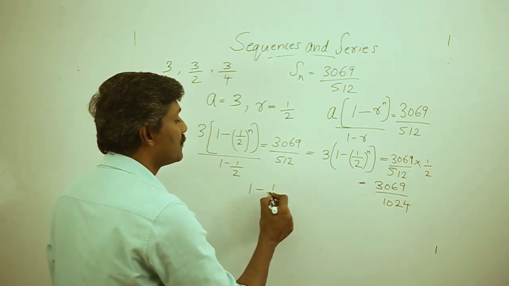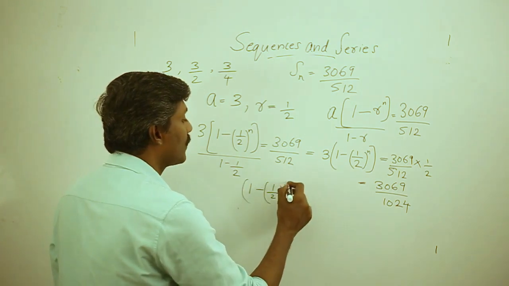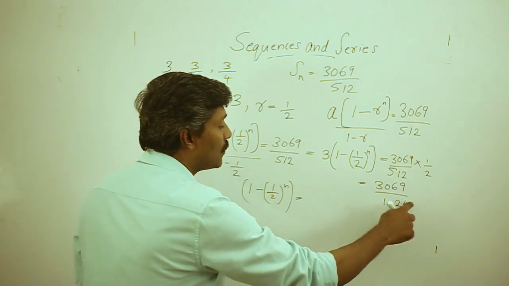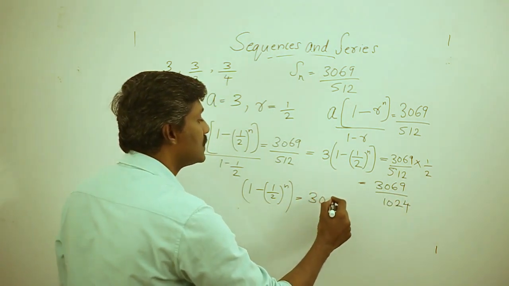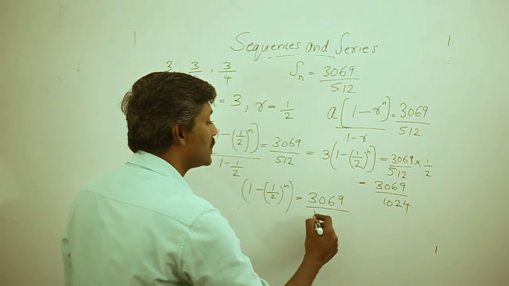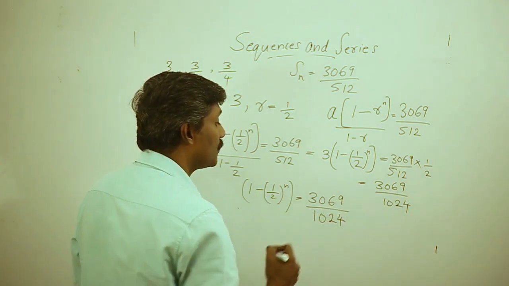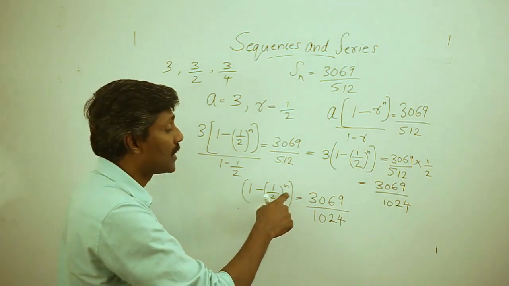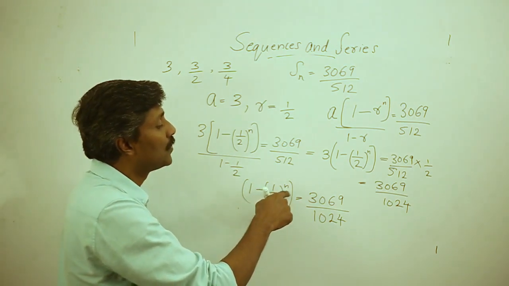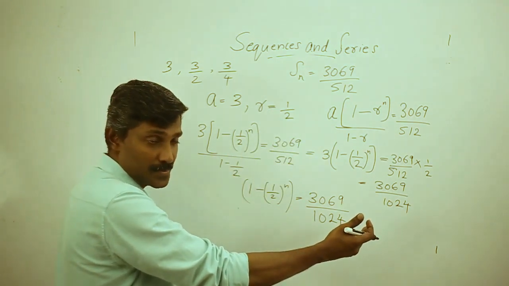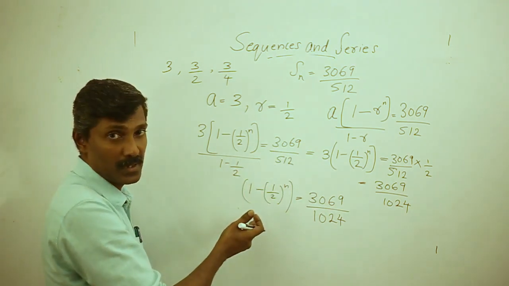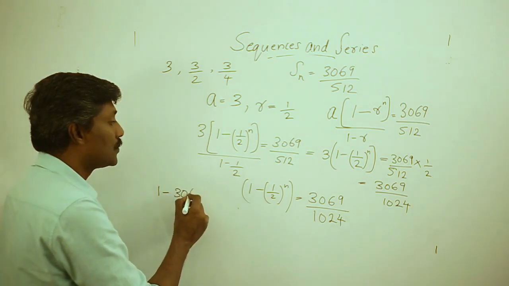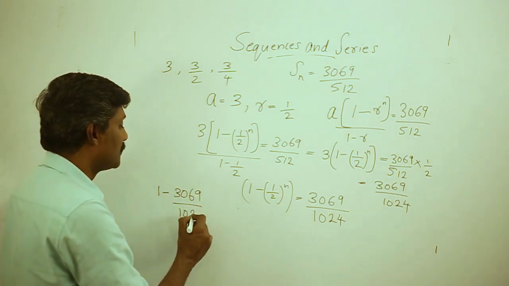Now what is 1 minus 1 by 2, the whole raised to n? This part. This 3 will come down. So this becomes 3069 divided by 1024. Right? Now what is 1 by 2 the whole raised to n? This minus 1 by 2 the whole raised to n goes to the right, so that becomes positive, and this term comes to the left, that becomes negative. So I can write 1 minus 3069 by 1024.